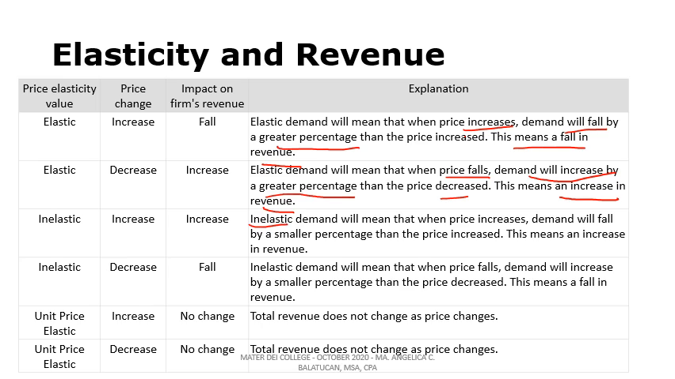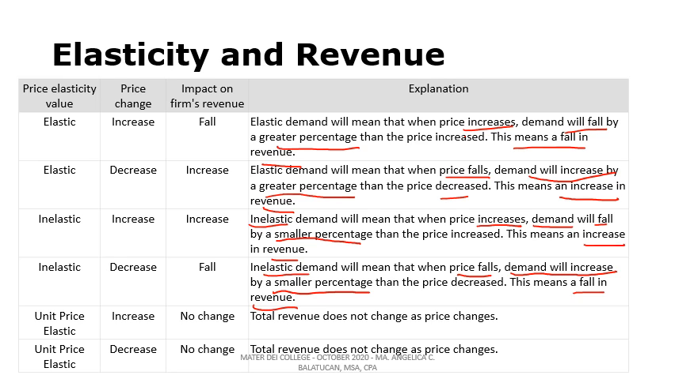If it is an inelastic demand, this will mean that when the price increases, the demand will fall naturally, but since it's inelastic, only by a small percentage. And this means an increase in revenue. An inelastic demand will mean that when the price falls, the demand will increase. Of course, naturally, they are opposite, but since it is inelastic, only by a small percentage. And the effect would be a fall in revenue.